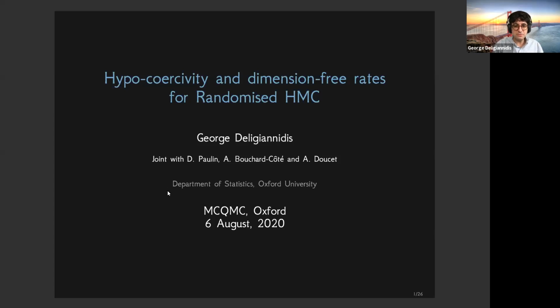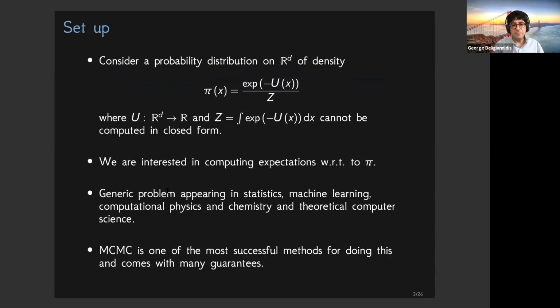Okay, so the setup is standard. I'm not going to go into too much detail about PDMPs because they've already been well explained by the first two talks. However, the general setup is we have a target that's given in terms of a potential U. We want to compute expectations. Let's say it's a generic problem.